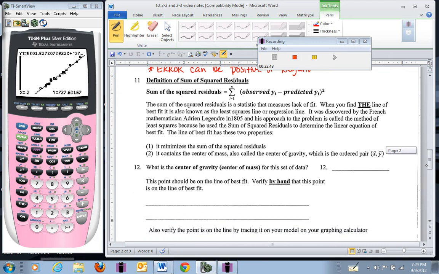Okay, the next thing we want to talk about then is the definition of the sum of the squared residuals.